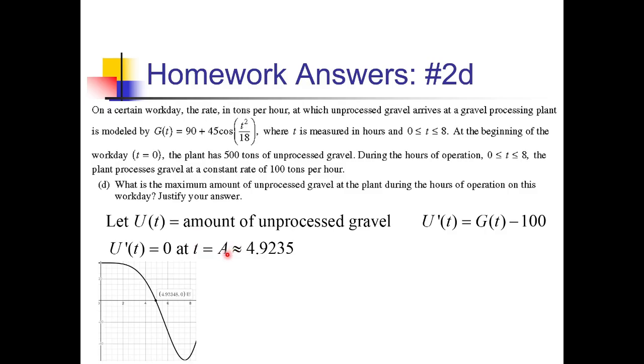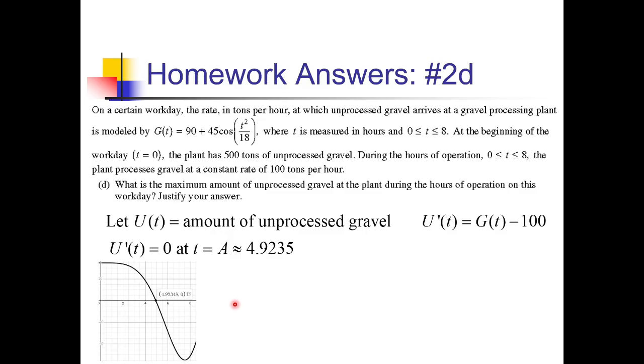Now I can also use A in my justification. I don't want to keep rewriting this number. So at this point, I'm going to do the candidates test, basically plug in the critical values, of which there's only one, and also plug in the endpoints of 0 and 8. And we'll just take the highest value. Now this is one way to do it.